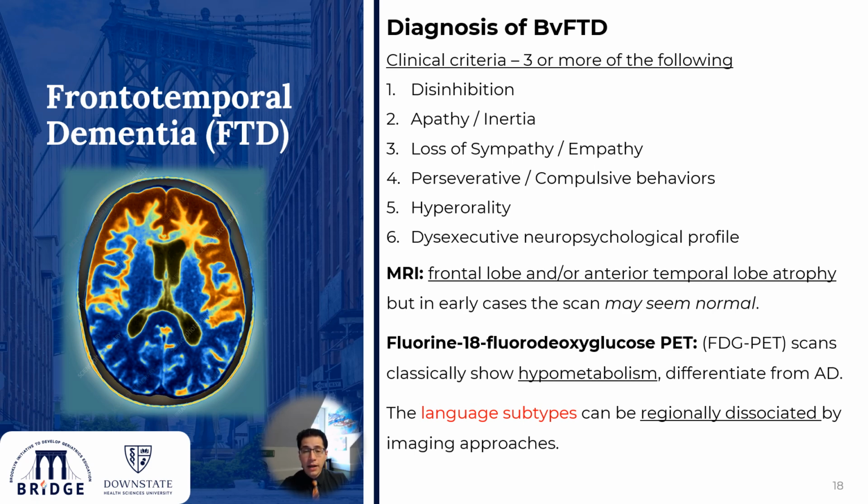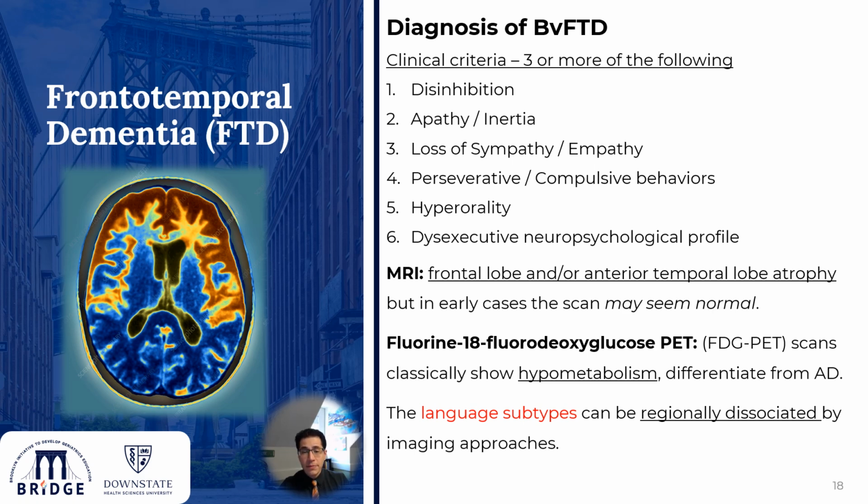The MRI may show frontal lobe or frontal lobe with anterior temporal lobe atrophy, but in early cases, the scan may seem absolutely normal. The FDG PET scan classically shows hypometabolism in the frontal and the temporal lobes, which can differentiate it from Alzheimer's disease, which classically shows parietal and temporal hypometabolism.